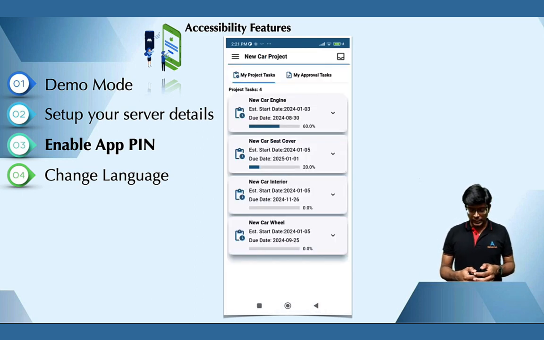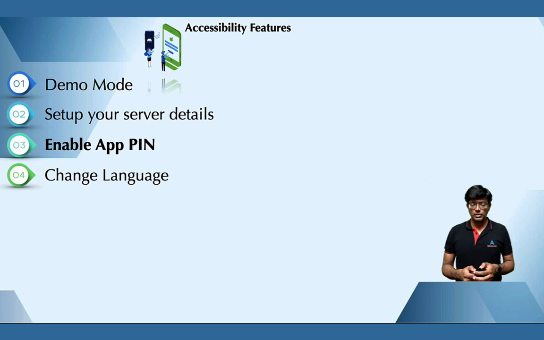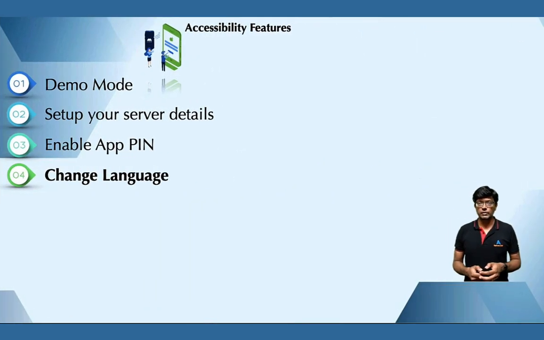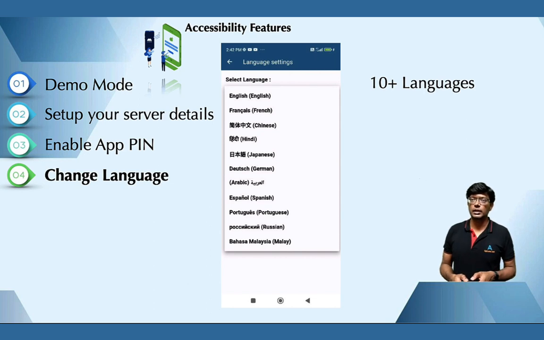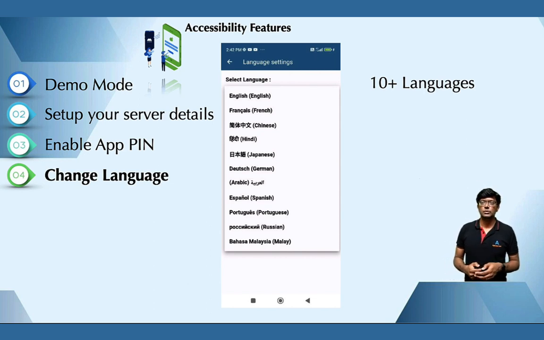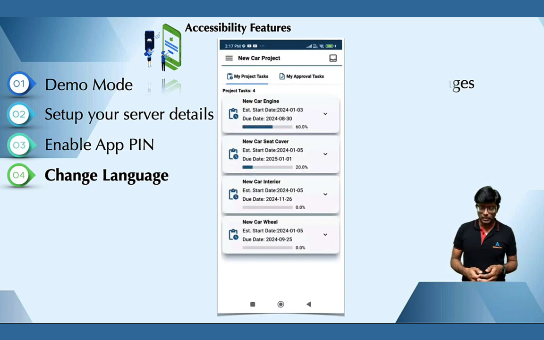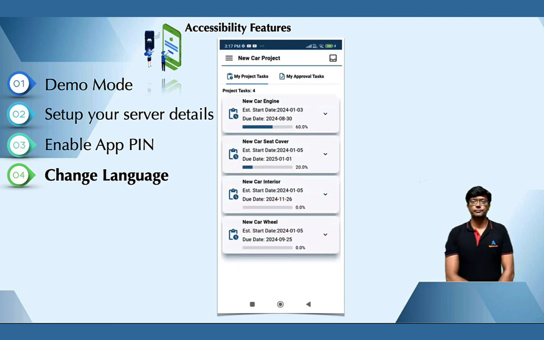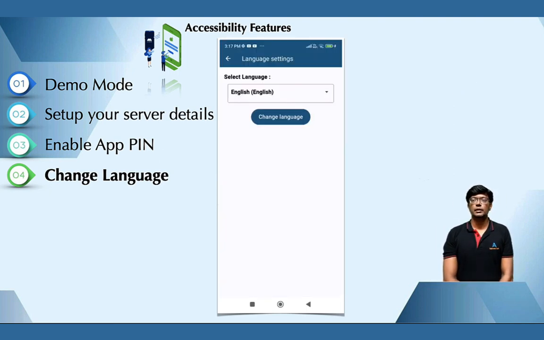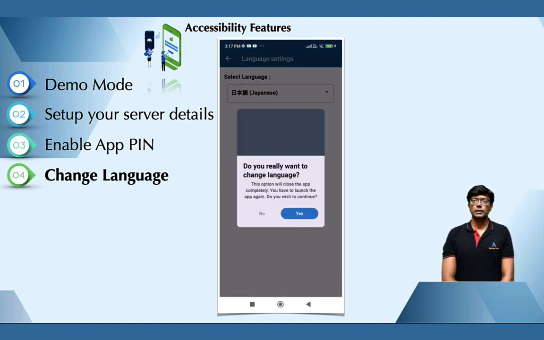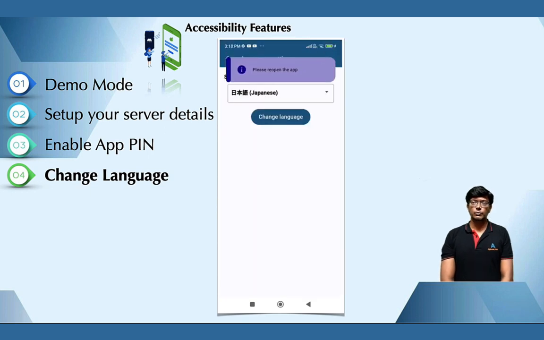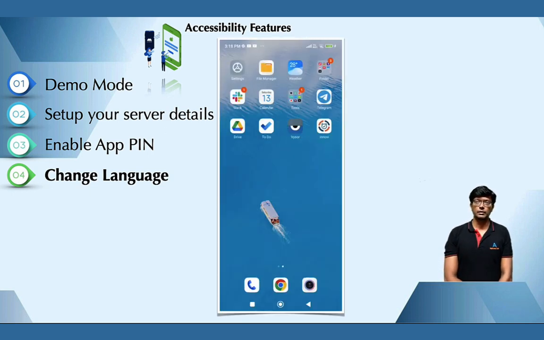Then the language settings. Similar to the app pin, you can also change your language. We support 10 plus languages, most of the Asian languages and European languages. To change the language, you just need to go to the side menu, then set language, and pick the language of your choice. I'm going to pick Japanese first to demonstrate the app. Once you change the language, you need to reopen the app to make that take effect.